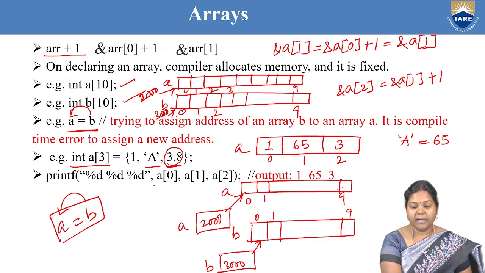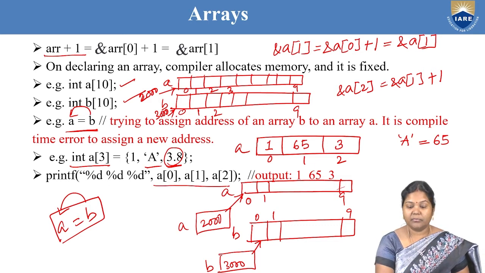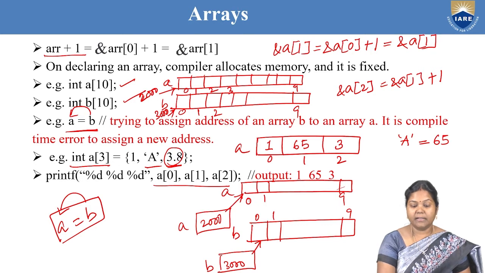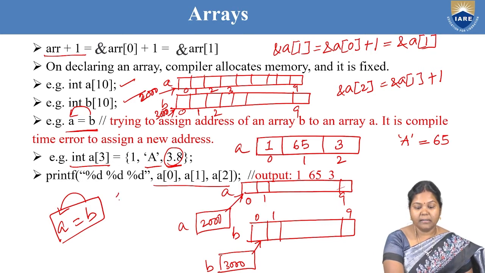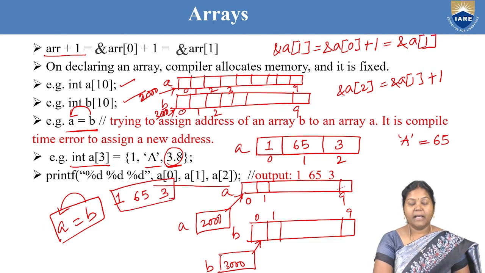Now, if you try to print the values of a[0], a[1] and a[2], you will get the output as 1, 65 and 3, because it is an integer array. So, automatic type conversion will take place while storing the values and also while retrieving the values.